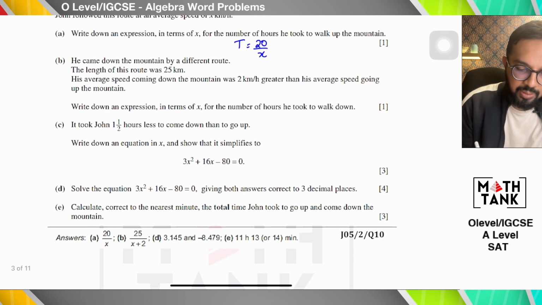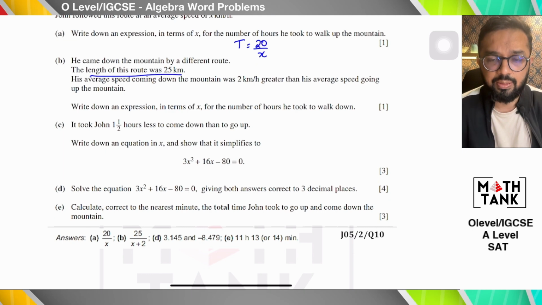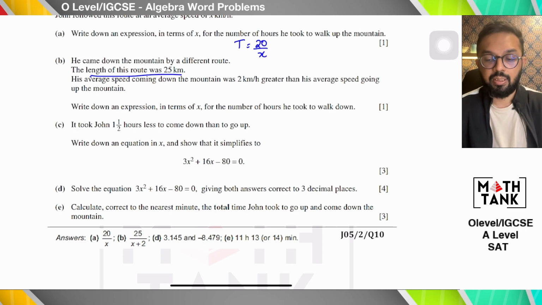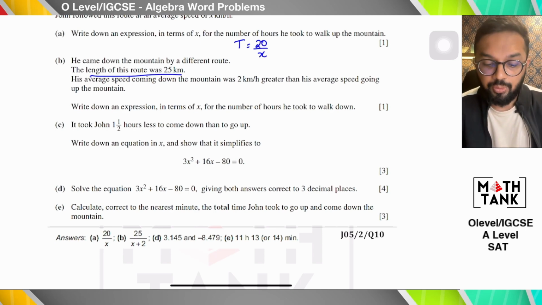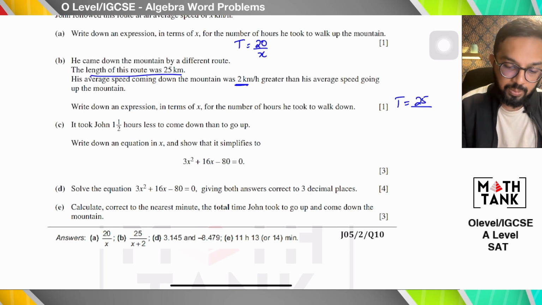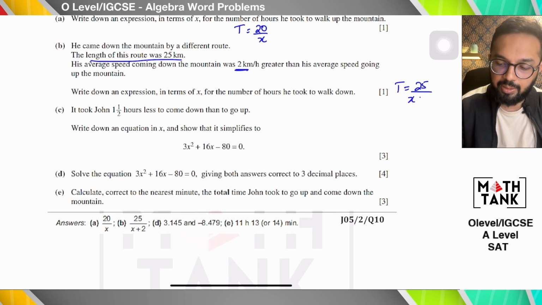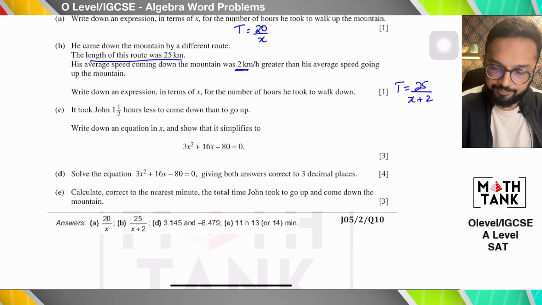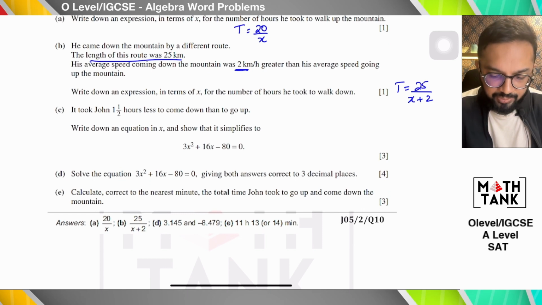Then it says he came down the mountain by a different route. The length of this route was 25, so the distance has changed in this case. His average speed coming down the mountain was 2 kilometers per hour greater than his average speed going up the mountain. Write down an expression in terms of x for the number of hours he took to walk down. I think that's also simple. Time is again distance over speed, so 25, and the new speed, if the previous speed was x, should be x plus 2. Okay. It took John 1.5 hours less to come down than to go up.